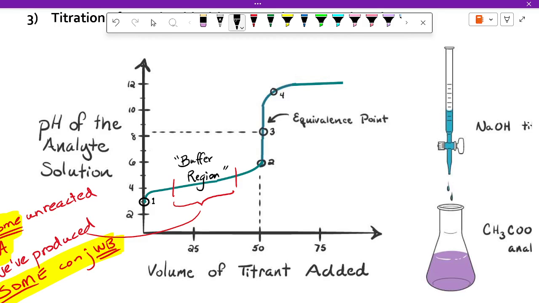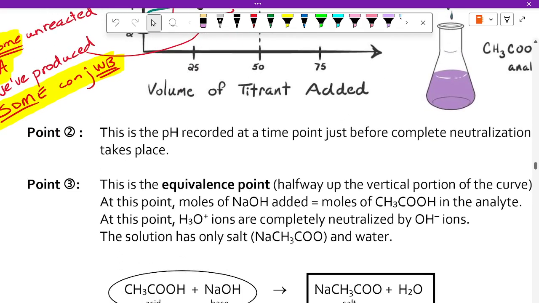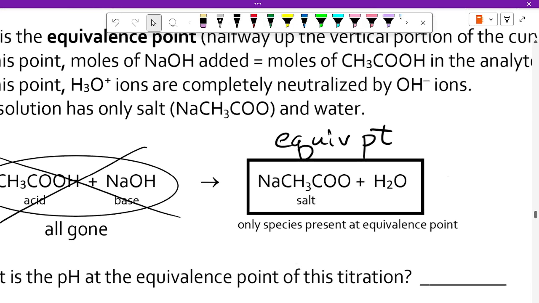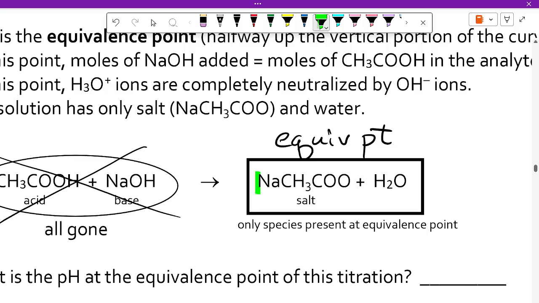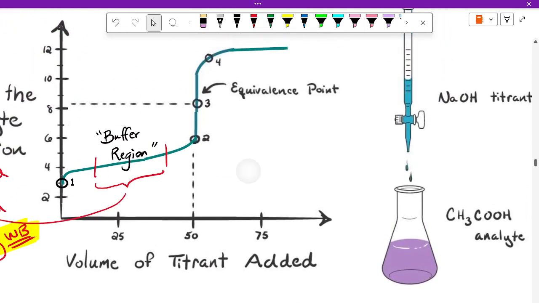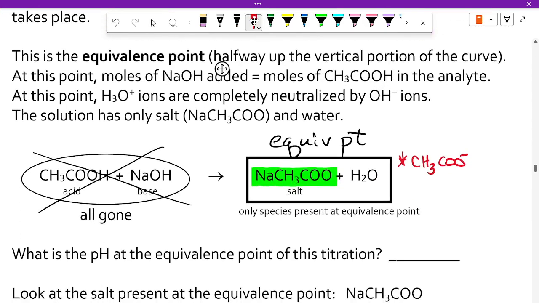So if you were asked, why is the pH at the equivalence point greater than 7? In this particular example, this is our equivalence point. This is all gone. Our acid is all gone. Our base is all gone. So the only species present at the equivalence point are the salt and water. So we're going to focus on the salt. Which half of the salt do we care about? The acetate. Okay, so what is the pH at the equivalence point? It is about, what, 8.3? Okay, let's call it 8.3.